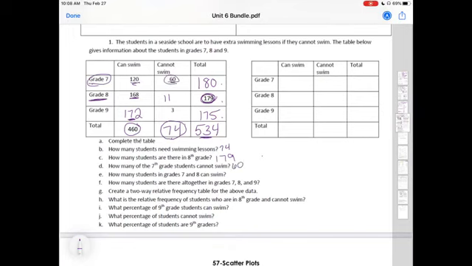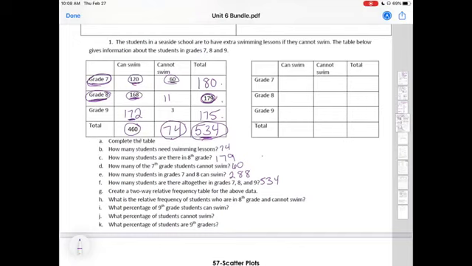How many students in 7th and 8th grade can swim? I look at 7th and 8th and can swim. So 168 plus 120 is 288, because I add them together. How many students are there altogether in grades 7th, 8th, and 9th? How many total kids? 534. Now it wants a relative frequency table.